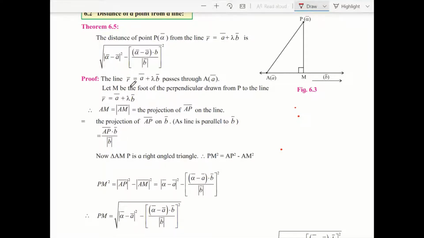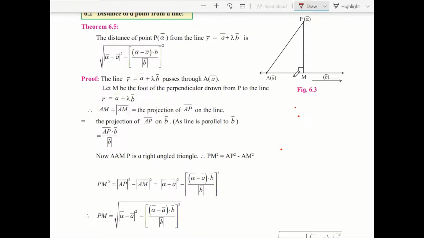So in this case, the line r = a + lambda b passes through A, which has the position vector a bar. Now, suppose a perpendicular is drawn from point P towards the line, and if this perpendicular intersects the given line in point M, then M is known as the foot of the perpendicular drawn from P onto the line r = a + lambda b.